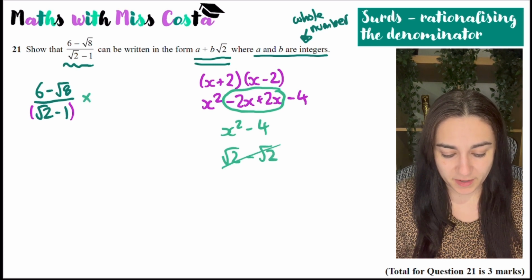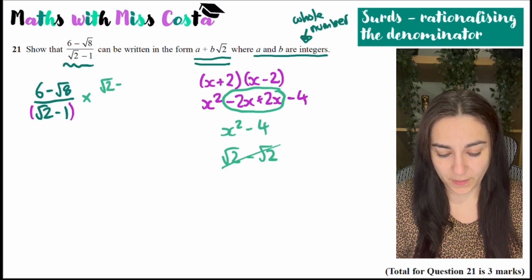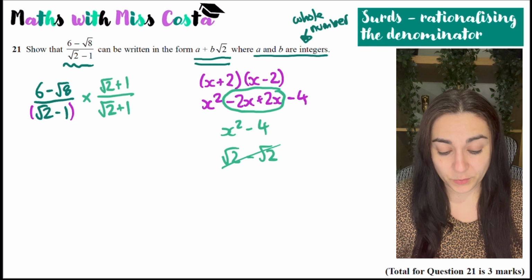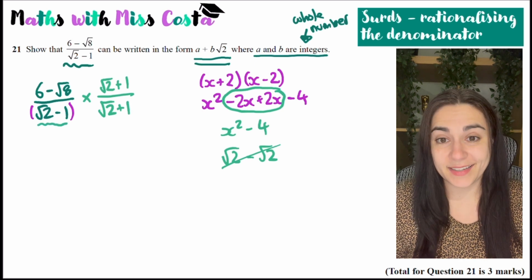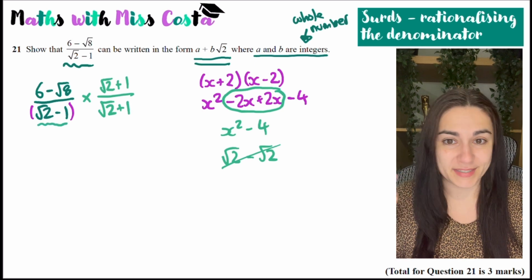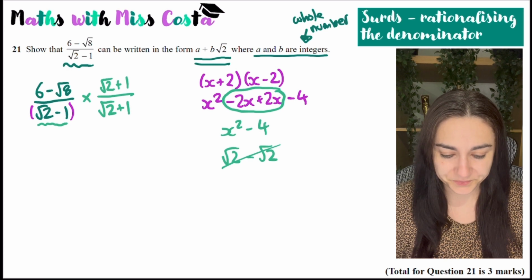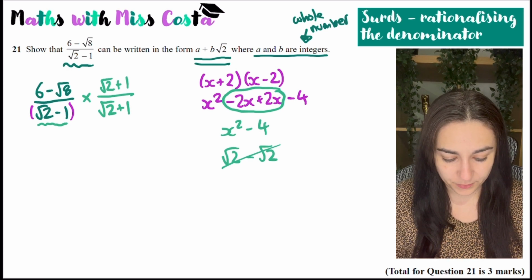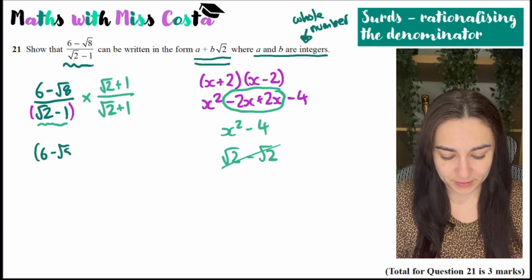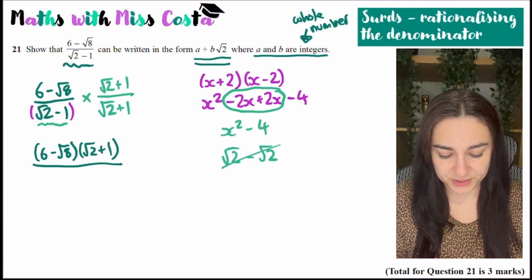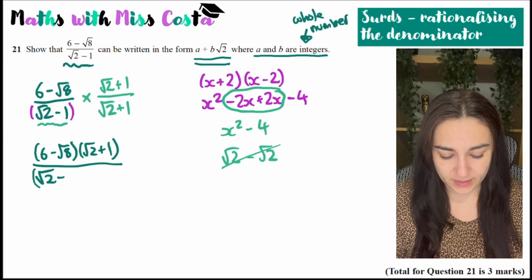So I'm going to multiply this whole surd by root 2 minus 1, plus 1. All you want to do to get the conjugate is look at the sign in between the two terms and flip it. If it's a negative, it's going to be a positive. So now I'm left with 2 brackets as my numerator, 2 brackets as my denominator, and I just need to multiply them out. So what can I do?